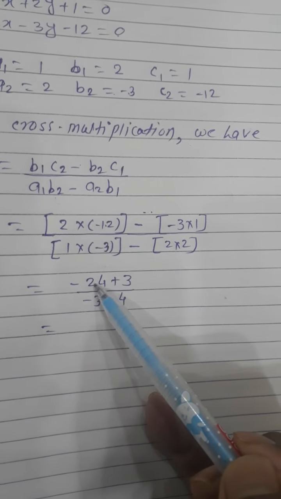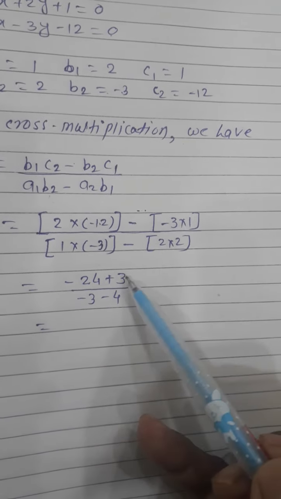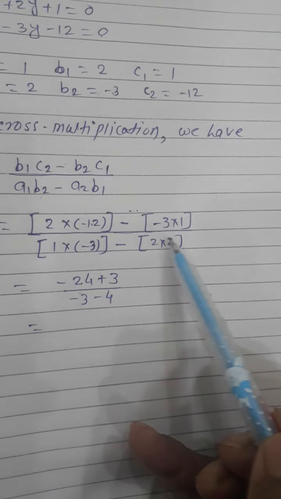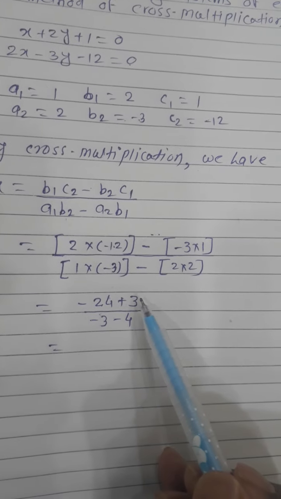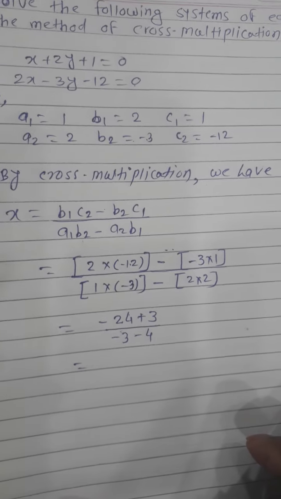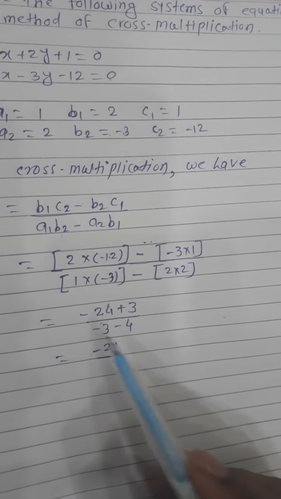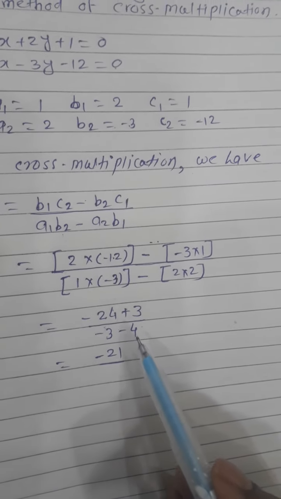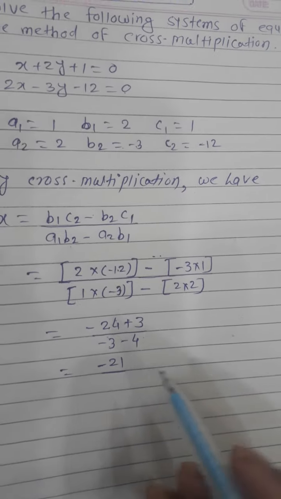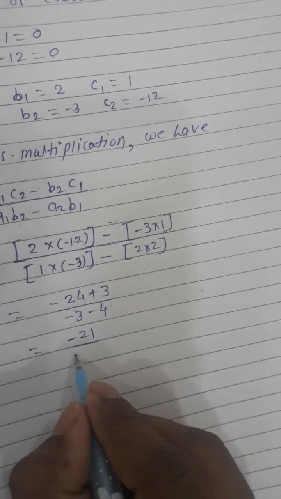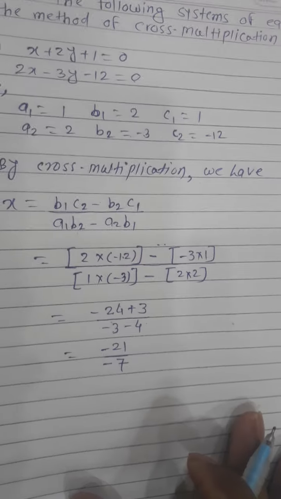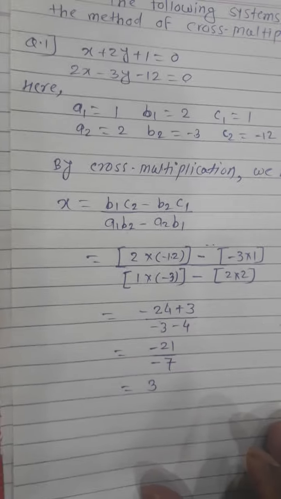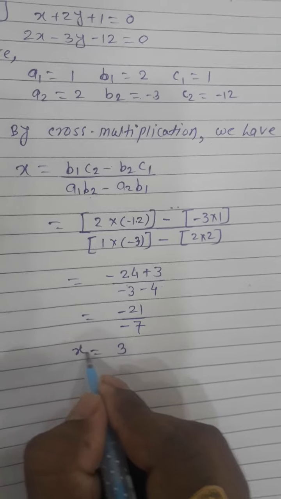Minus 12 into 2 is minus 24. This minus minus gets plus, 3 ones are 3, divided by 1 into minus 3, minus 3. This minus sign as it is, 2 2s are 4. So minus 24 plus 3: signs are opposite, so subtract and write the sign of the greater number. 24 minus 3 is 21, and the sign is negative. In the denominator both numbers are negative, so add them, minus 3 minus 4 is minus 7. Minus minus gets plus in division, 7 3s are 21. Therefore the value of x is equal to 3.